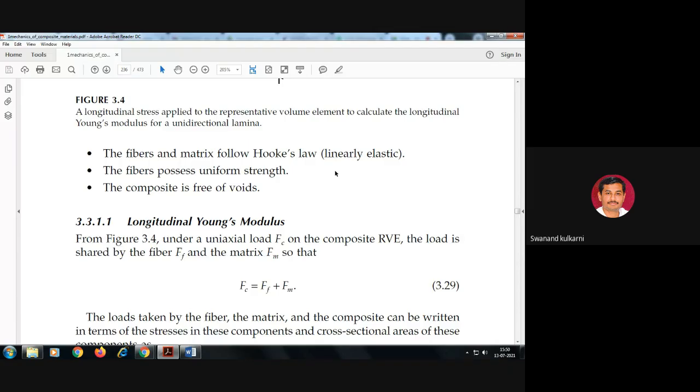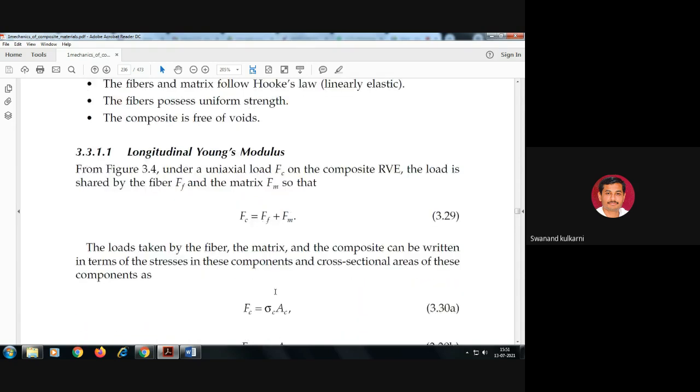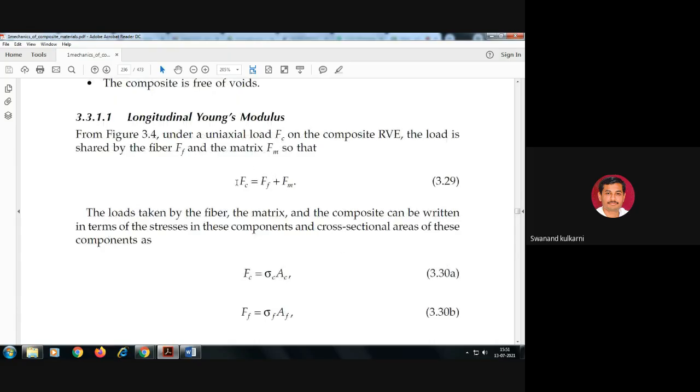That means that some of the load comes on the fiber and some of the load comes on the matrix. So the load coming on the composite material is nothing but load on fiber plus load on matrix. So this Fc is nothing but Ff plus Fm. Is it okay? So with these usual notations, what is Fc, what is Ff, and what is Fm, you should understand here.